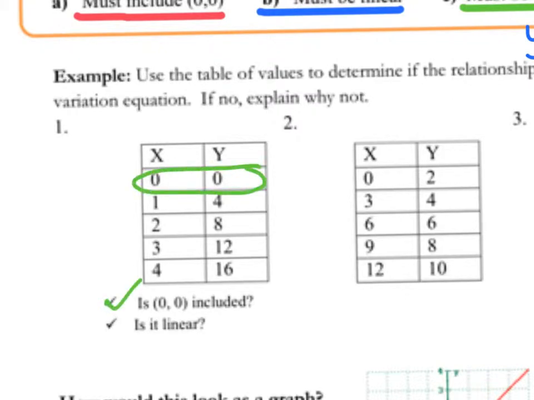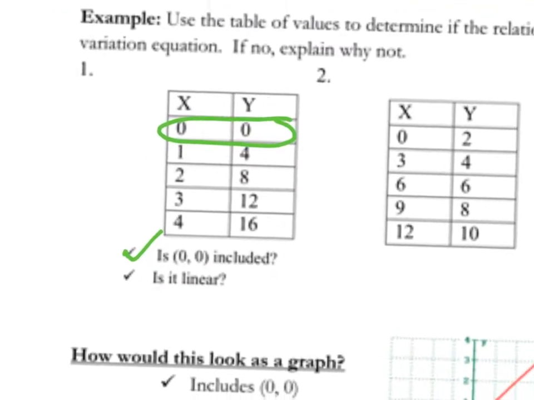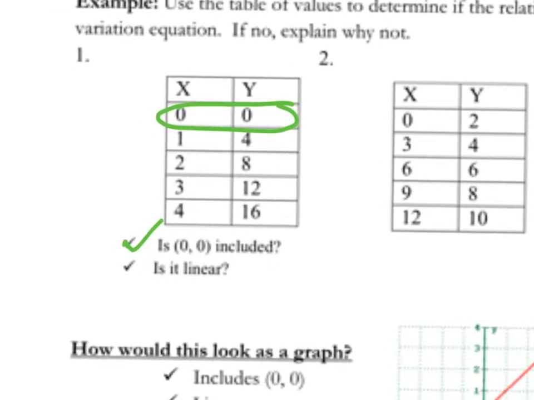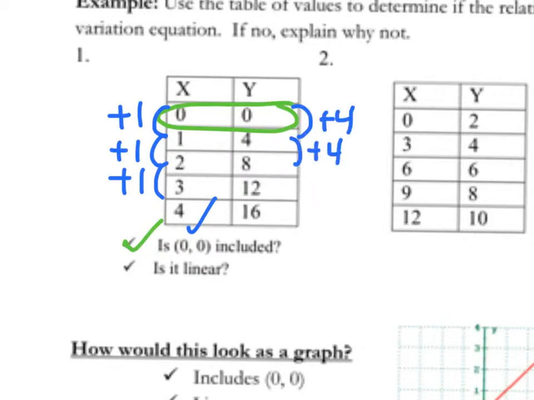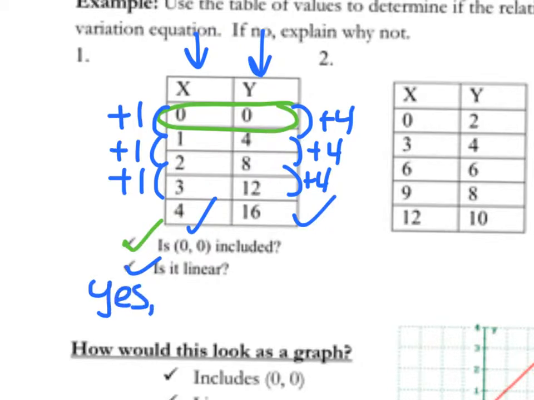And then, is it linear? Well, how do I check if something's linear? This requires a little bit more work. We just need to check the common difference of both columns. So this side is going up by 1, plus 1, plus 1. So this side has a common difference, and here we're going up by 4, plus 4, plus 4, so we're good. So since there's both a common difference in the x column and the y column, it is linear. So yes, this is direct variation. Or it varies directly.